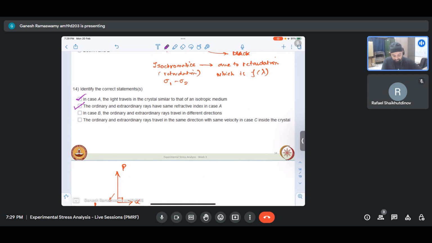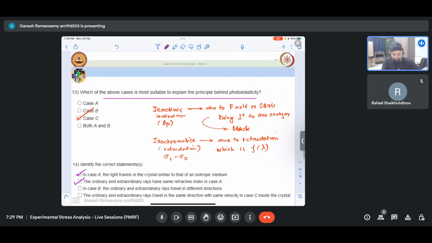In case B, the ordinary and extraordinary ray travel in different directions. Yes, because this is at a generic angle, in which case they will be traveling at different velocities in different directions. So yes, this is true.